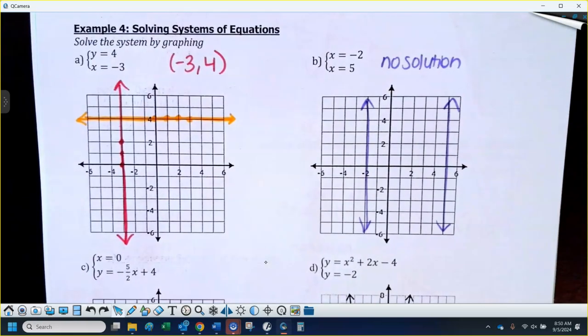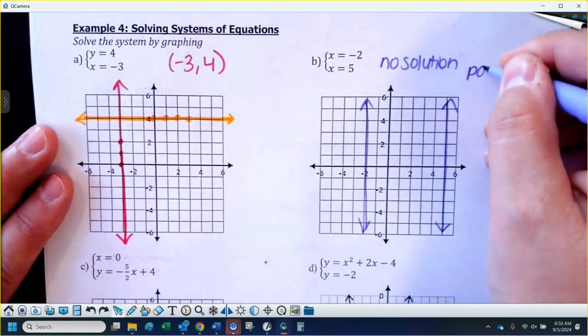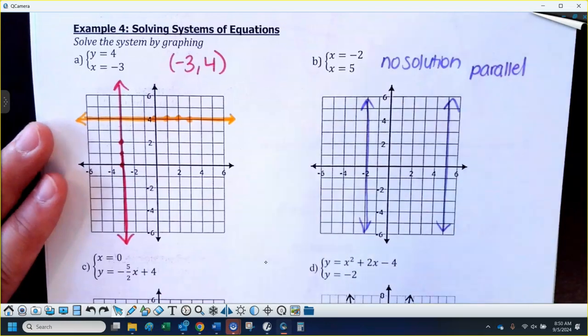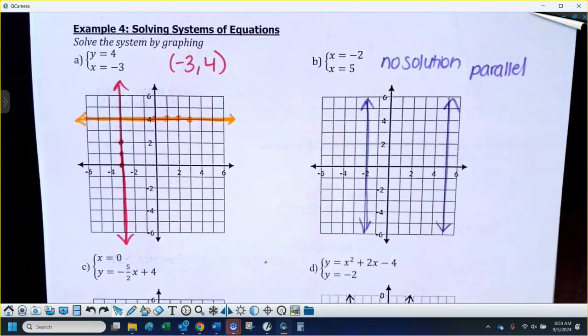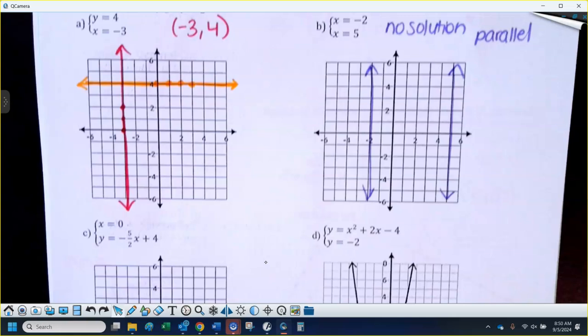Those are parallel. Now this would be a situation where, when we have an x equals, remember this has no slope, they both have no slope, they don't have the same x value. It's possible they could be the same line, but these are definitely parallel because those x values are different, so no solution if they don't run into each other.